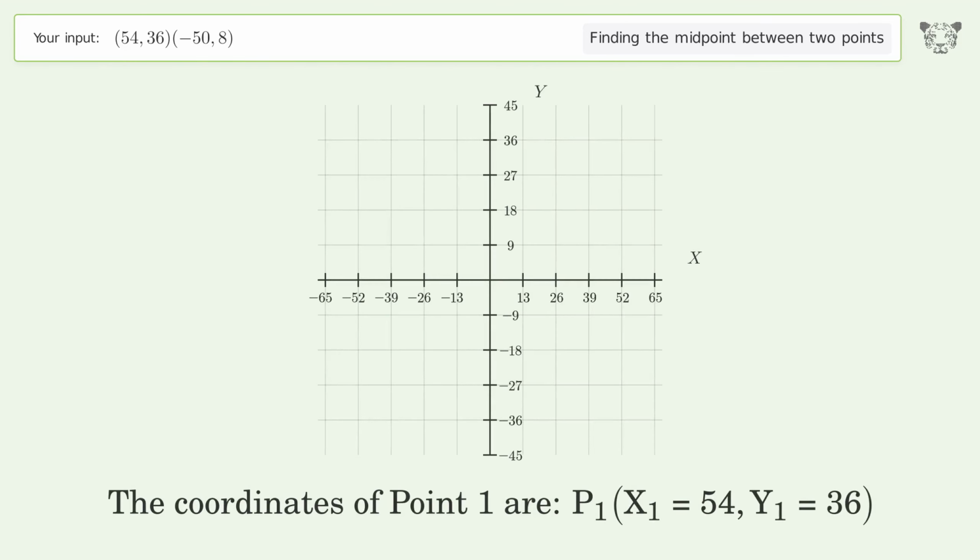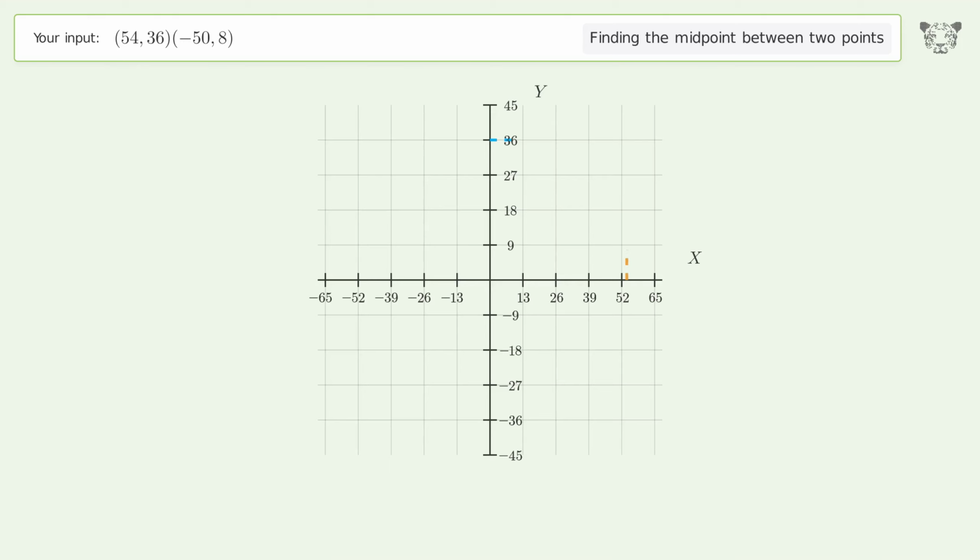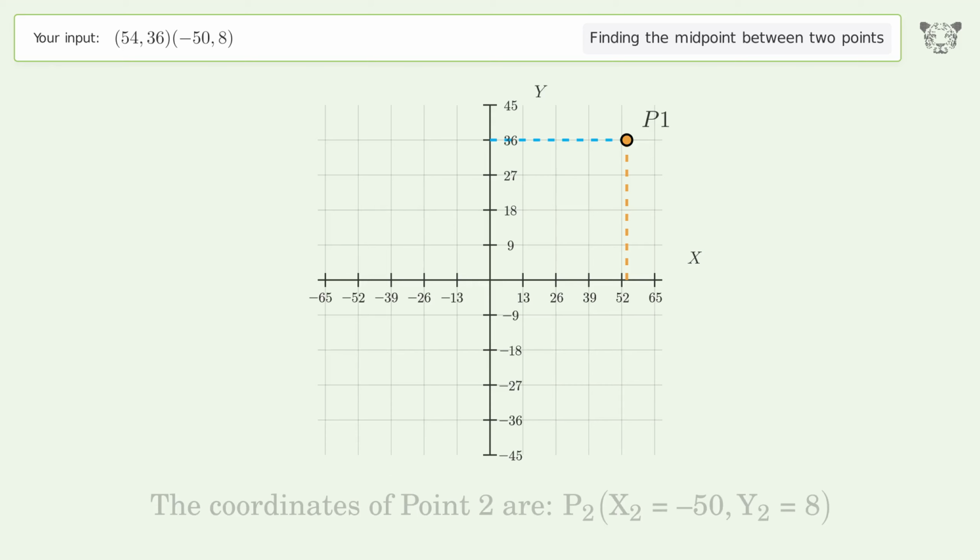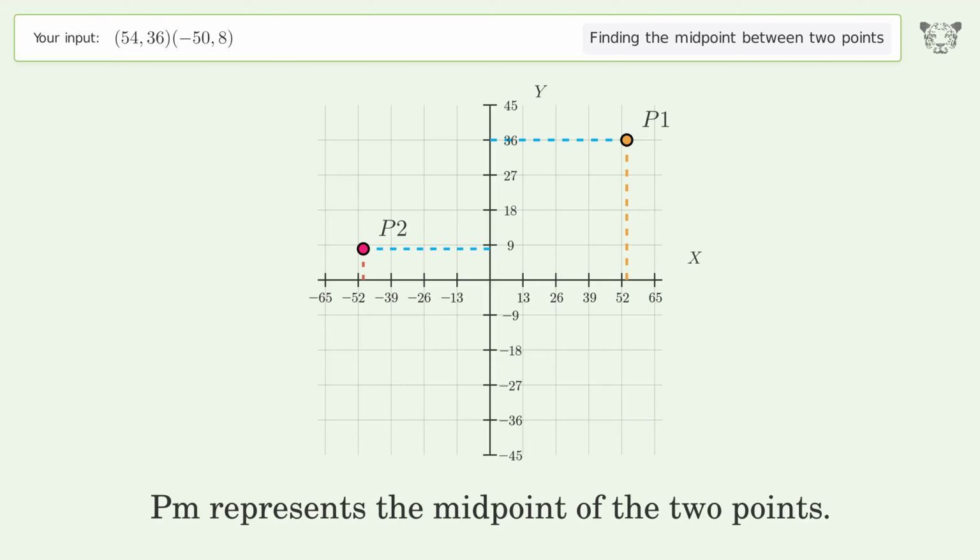The coordinates of point 1 are x1 equals 54, y1 equals 36. The coordinates of point 2 are x2 equals -50, y2 equals 8. PM represents the midpoint of the 2 points.